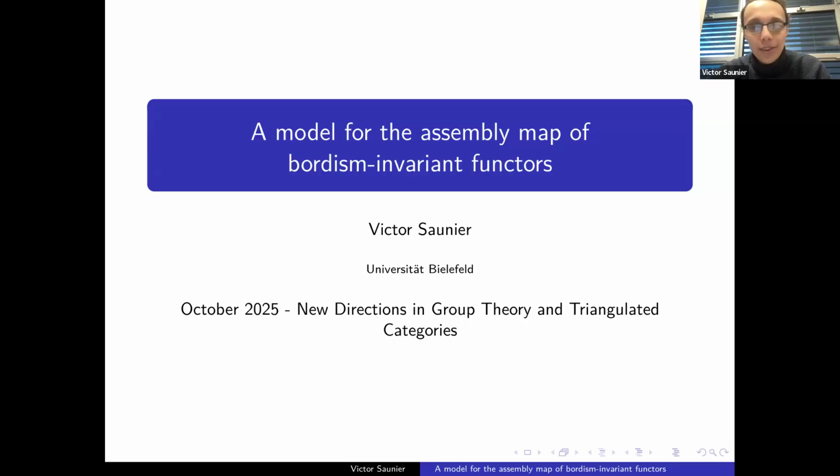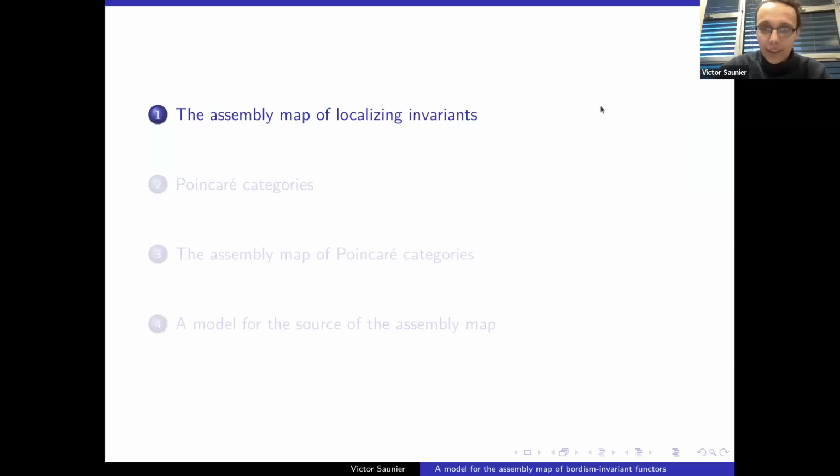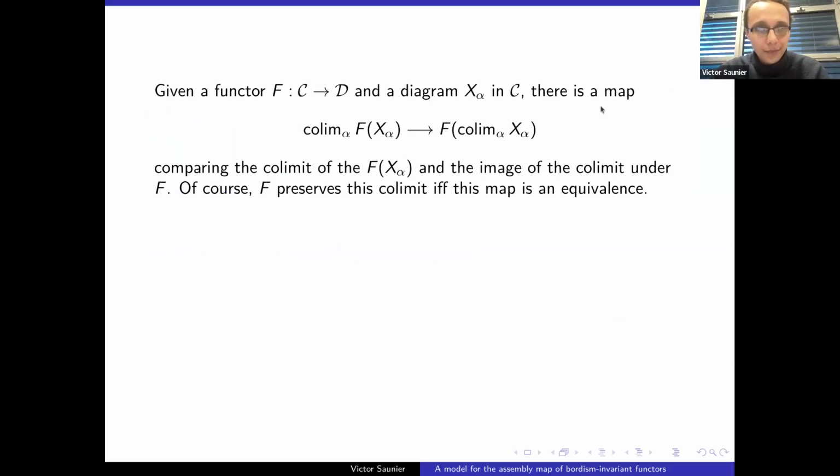So this is joint work with Jordan Levin and Guglielmo Nocera that we did back when I was in Paris. So what is this about? The title is a model for the assembly map of bordism-invariant functors. I want to start by breaking down all of these things and talk to you a bit about the assembly map of localizing invariants.